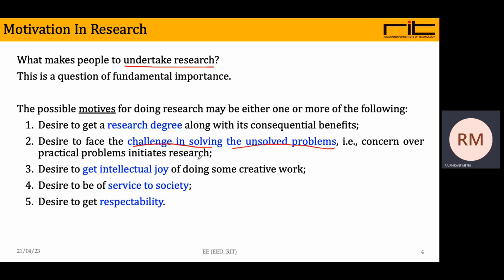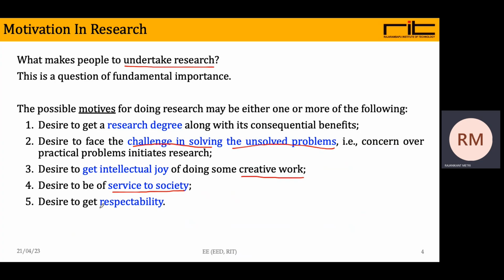It may be theoretical or it may be practical. If we take up solving some real life problem, that is also one of the motives. Then the desire to get intellectual joy of doing some creative work. When we do some creative work, it generates some joy in the researcher. So this is another motivation. Then another motivation is the desire to be of service to the society, to give service to the society by solving societal problems. So this is another motivation.